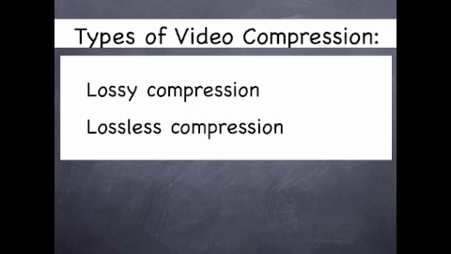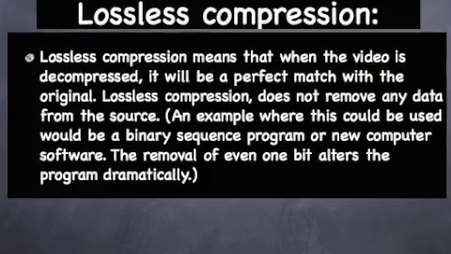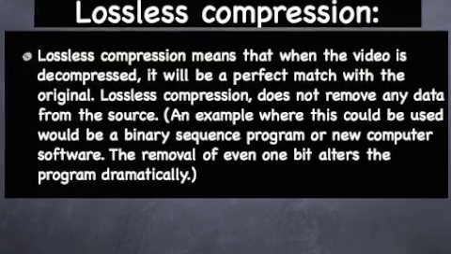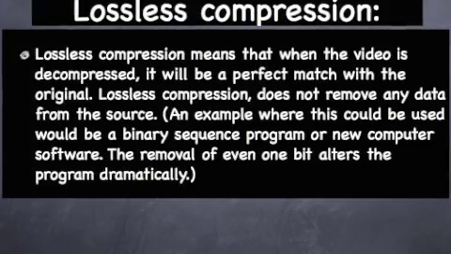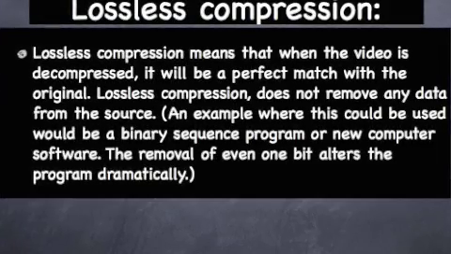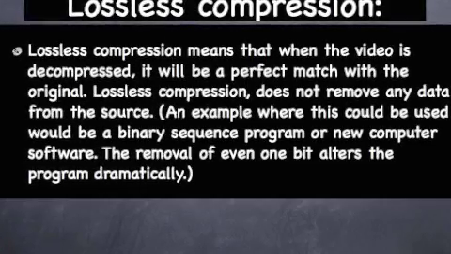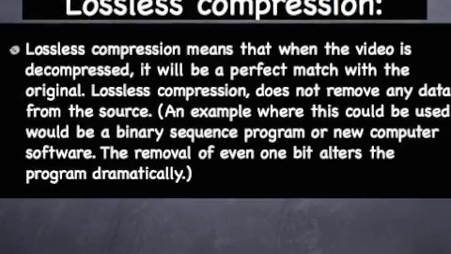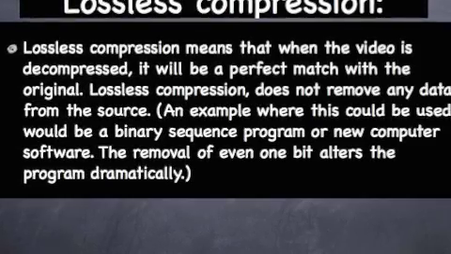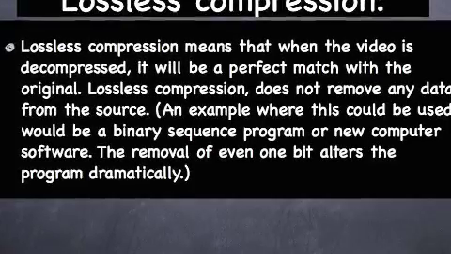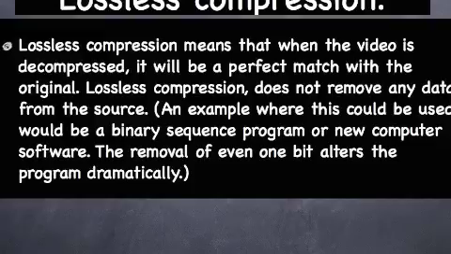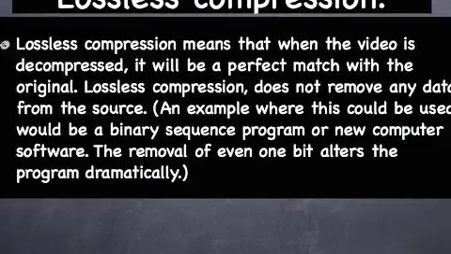There are two types of video compression: lossy compression and lossless compression, and we'll discuss both of those now. Lossless compression means that when a video is decompressed, it will be in a perfect match with the original. Lossless compression does not remove any data from the source whatsoever. An example where this would be used would be a binary sequence program or a new computer software program. The removal of even one bit alters the program dramatically.